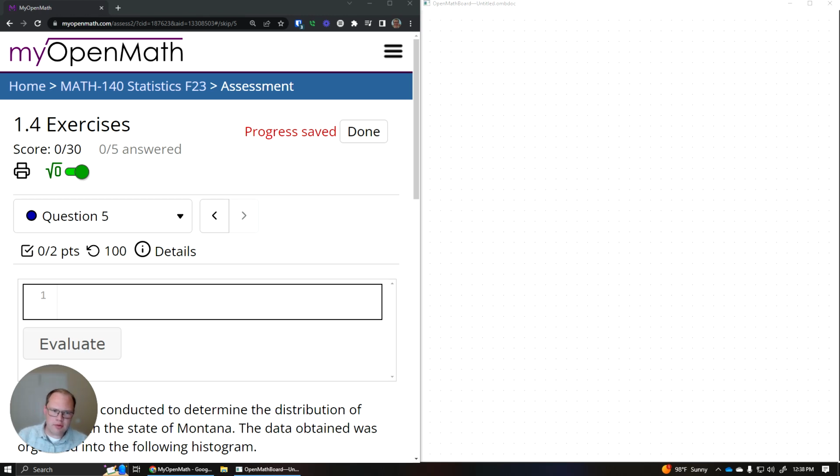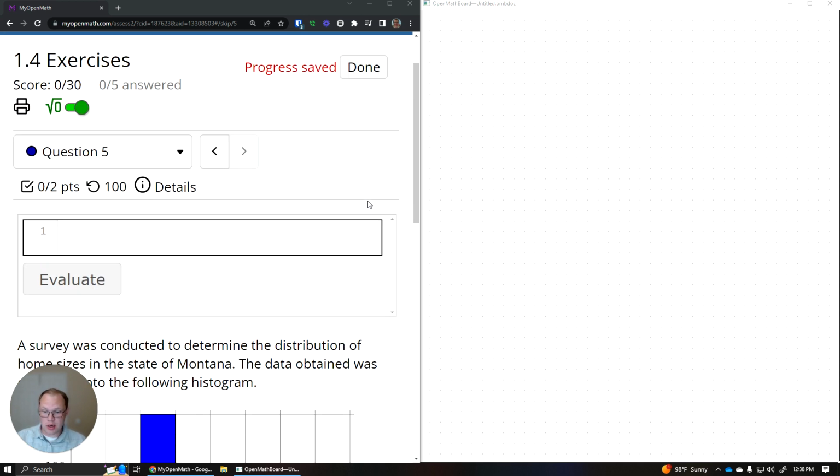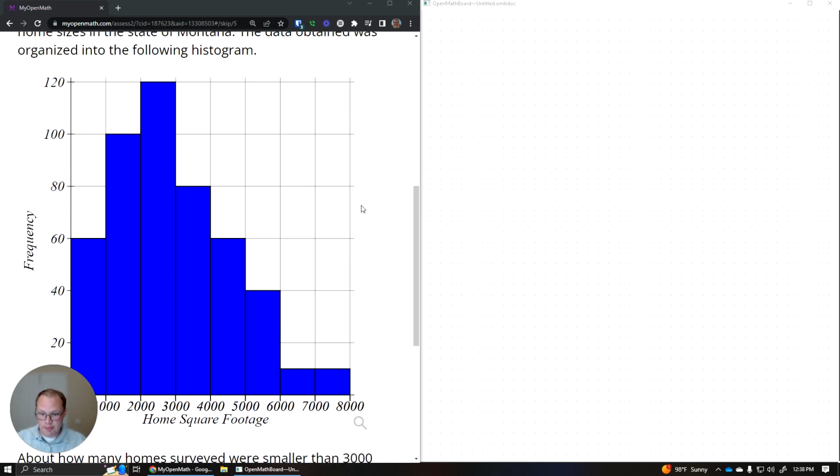We have one more kind of graph that we need to cover, and we're going to do that with a MyOpenMath problem to illustrate what's going on here. So this is called a histogram. It's similar to a bar chart, but a little bit different. So let's highlight some of the differences.